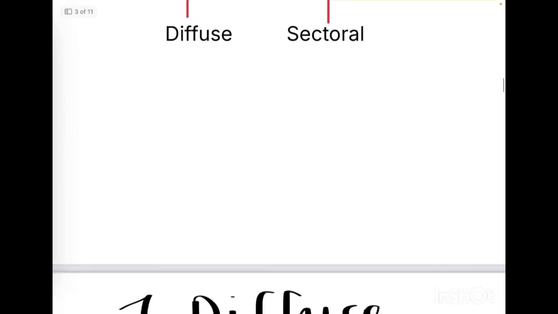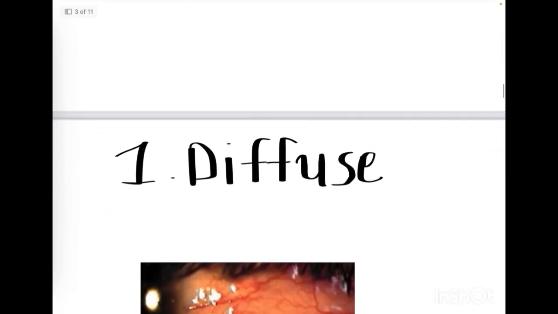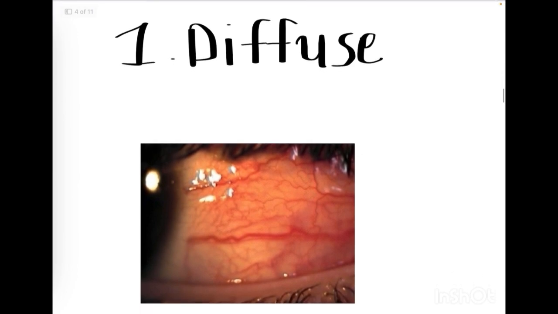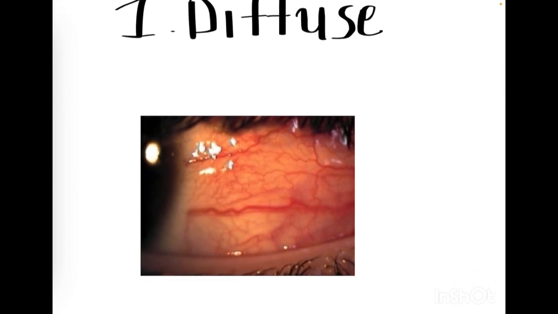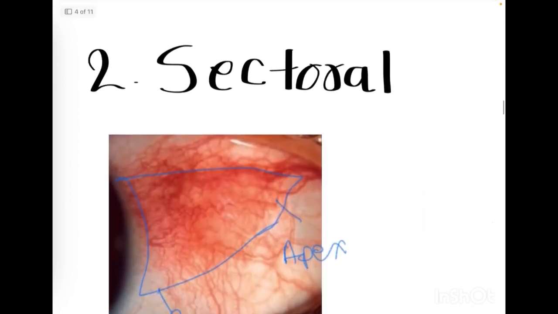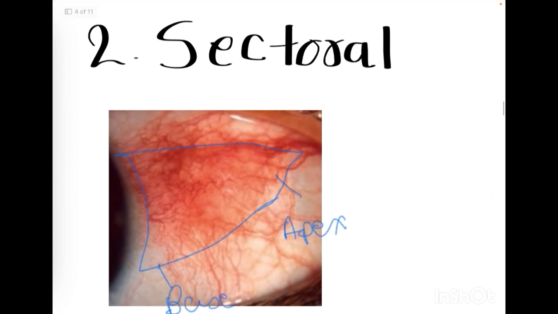As the name suggests, diffuse episcleritis. Diffuse means inflammation is diffuse in the eyeball. As we can see, the whole eyeball is inflamed. The vessels are dilated and tortuous. Okay. Second is sectoral episcleritis. Sectoral means one sector of the eyeball is involved.